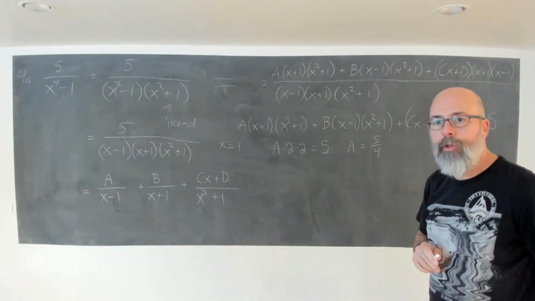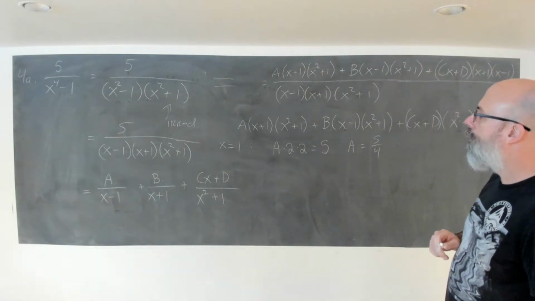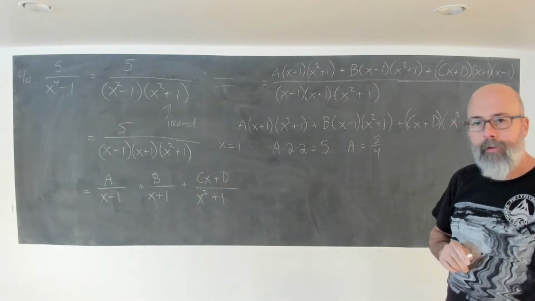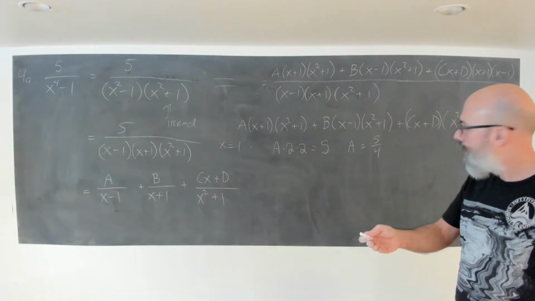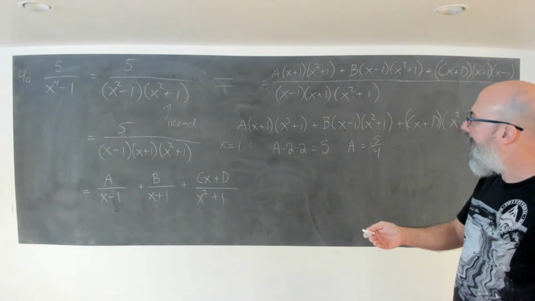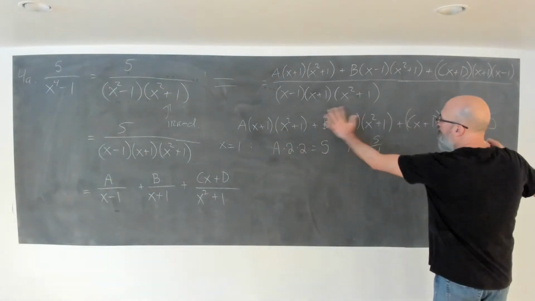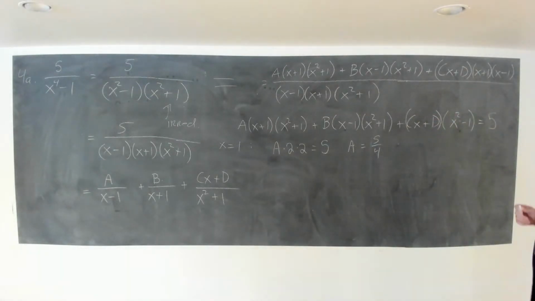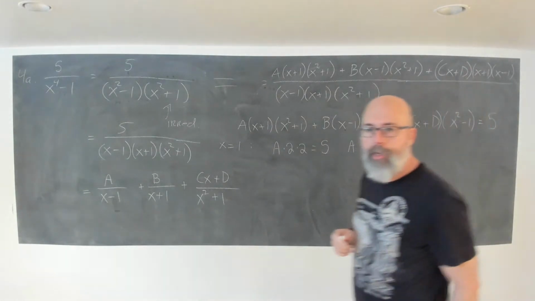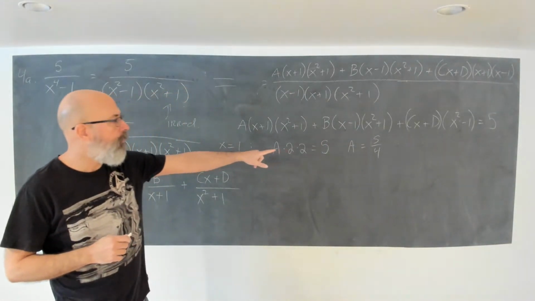Matthew, I'm not sure what you're doing there. I'm suggesting that if you plug in x equals 1, this business disappears and this business disappears. So you can solve for A immediately. A is not equal to 1. A is equal to 5 over 4.